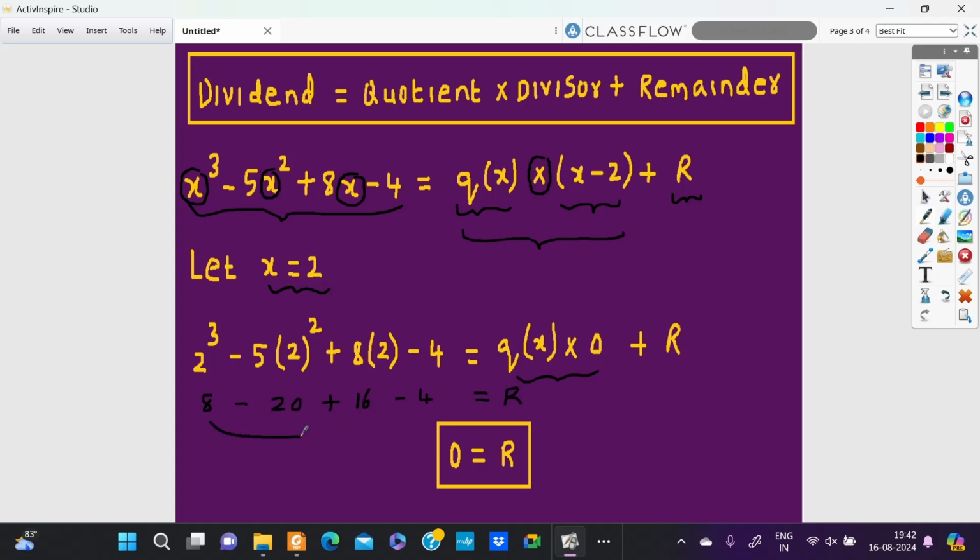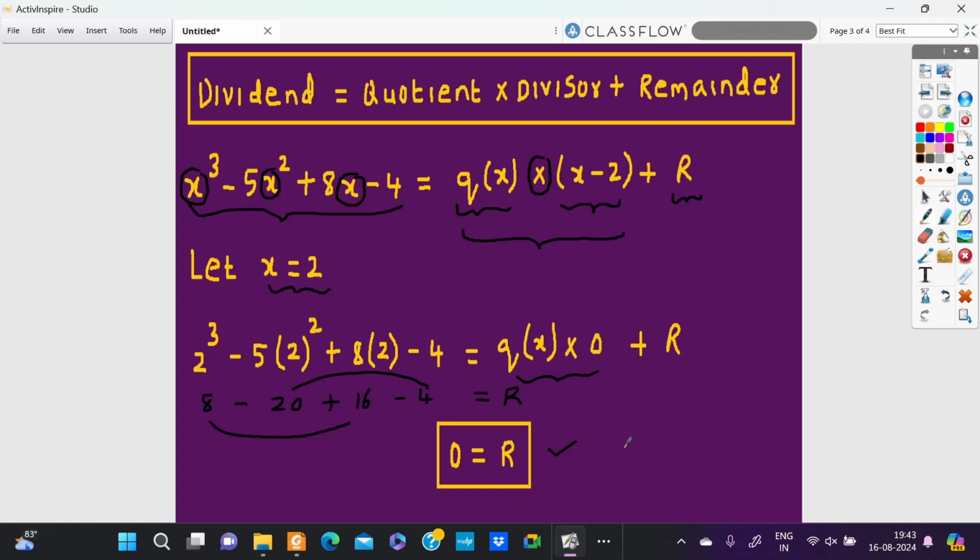So 8 plus 16 is 24, and negative 20, negative 4 is negative 24, therefore the remainder is 0. So you could find the remainder using long division, or you could directly use the concept of the division algorithm to find the remainder. Since the remainder is 0, I mentioned before that x minus 2 is a factor of the given polynomial, right?